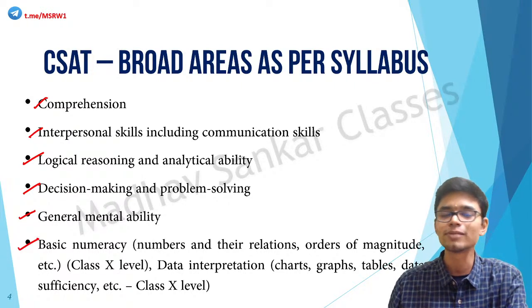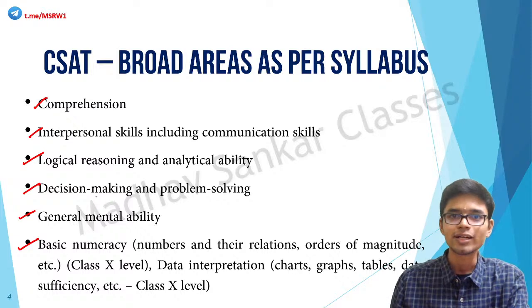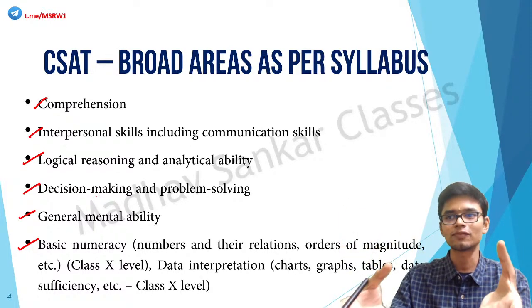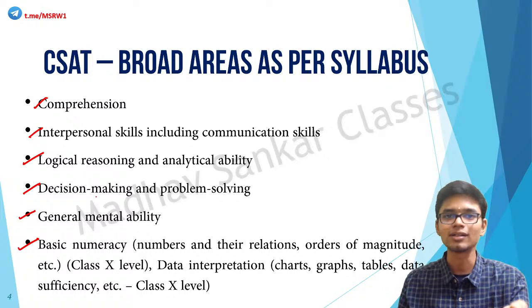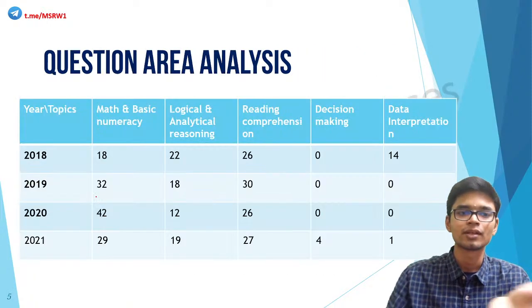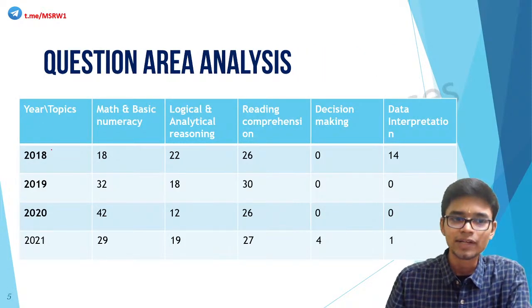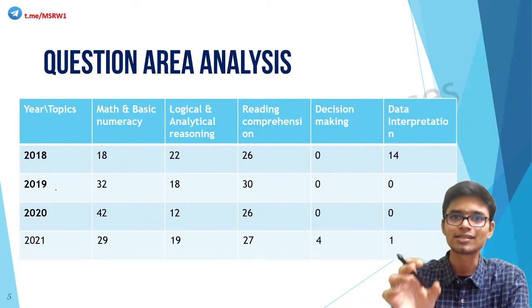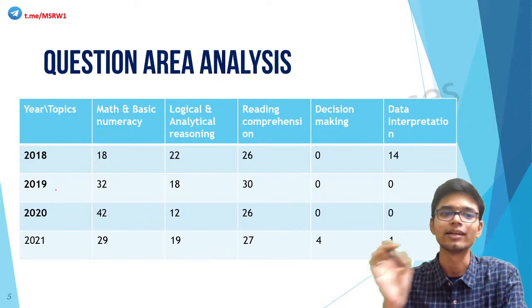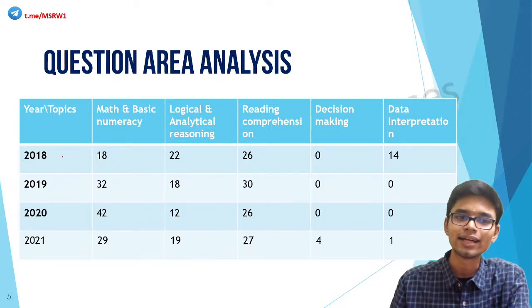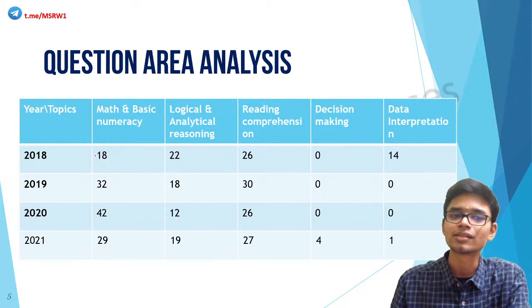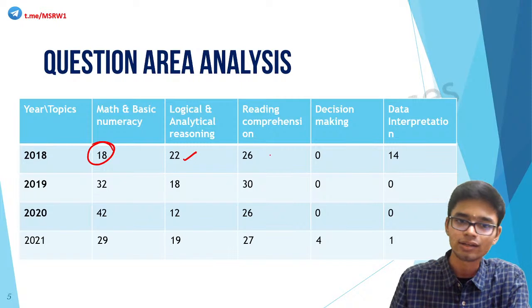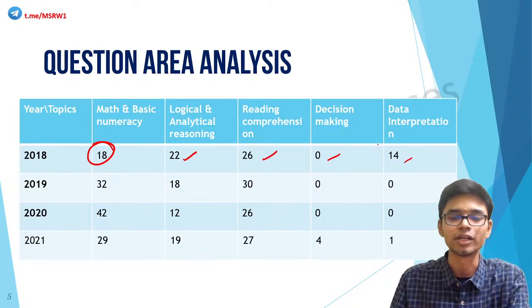Basic numeracy, the most important area. All right, I will show you a brief analysis of the number of questions taken from each of these parts, and you will understand that in the previous, say, 4 years, these are the number of questions that came from the respective areas. Okay, in the year 2018, for example, math and basic numeracy took around 18 questions, logical and analytical reasoning 22, reading comprehension 26, nothing from decision making, data interpretation 14.